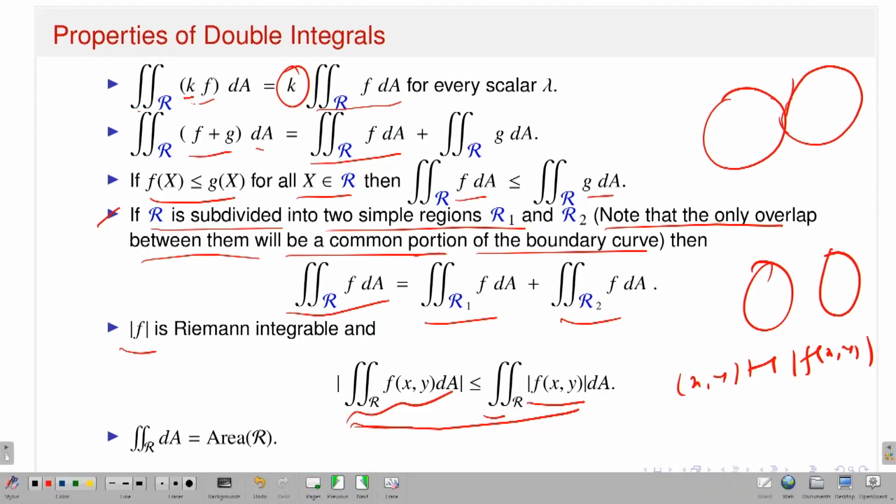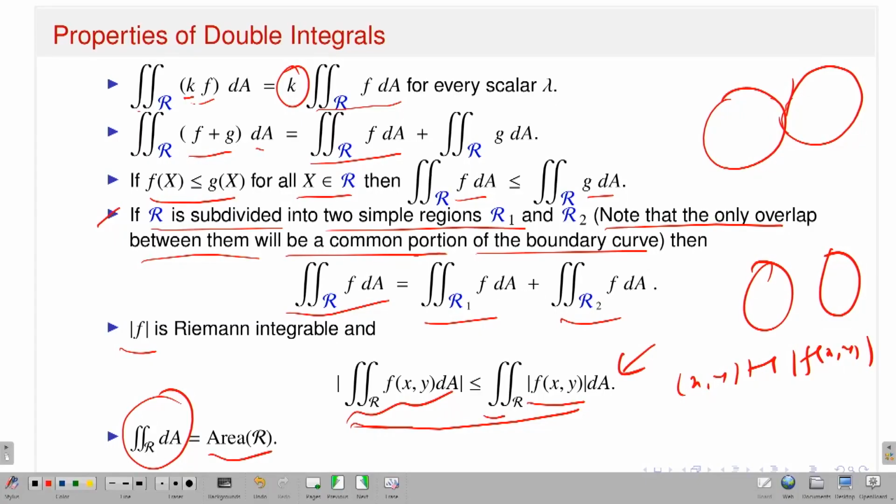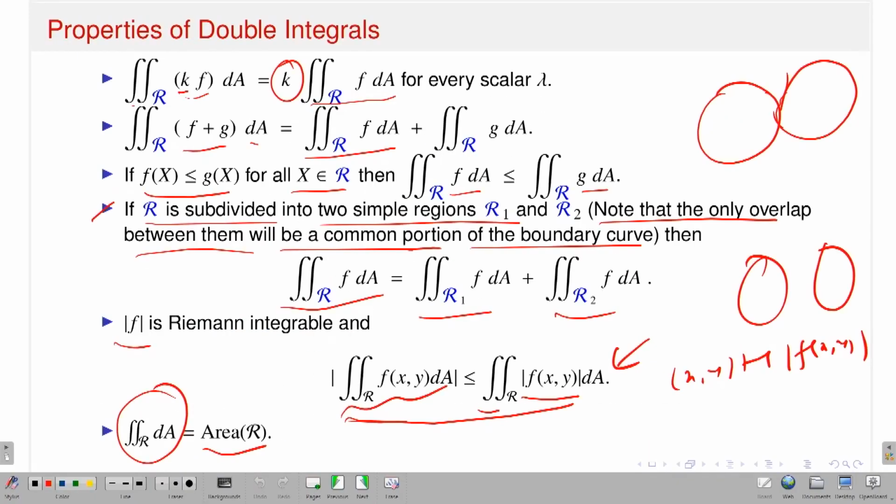And in particular, if I take f to be the constant function 1, then the integral is nothing but the area. When I talk about the applications, it will be clear that area and volume will come up. So these are a few properties of your double integrals, like in single variable calculus, which you are familiar with; similar things are true. Kind of linearity, scalar multiplicability, ordering, splitting the region into two, and if mod of f is Riemann integrable, then this kind of inequality is true, and the area. I think I should stop here right now.